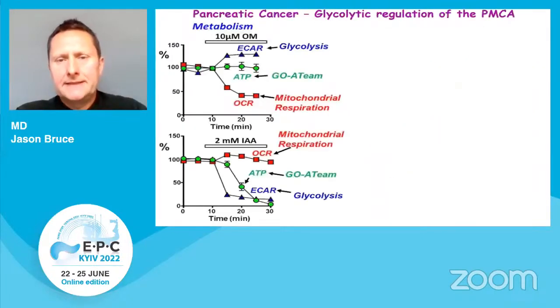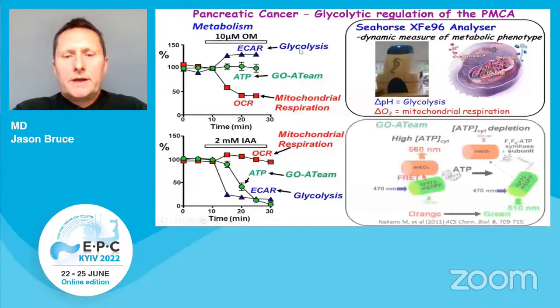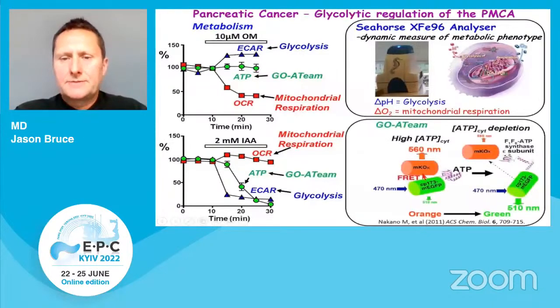We can also assess the metabolism in numerous ways, most notably the Seahorse XF analyzer, which allows us to measure oxygen consumption rate as a measure of mitochondria, and extracellular acidification rate as a measure of glycolysis. We can also measure ATP within the cytosol using GO-ATeam, which is a FRET-based fluorescent reporter, which changes color as it binds ATP. And now, if we treat the cells with oligomycin, which inhibits the mitochondrial ATP synthase, not surprisingly, there's a reduction in oxygen consumption rate and a corresponding increase in ECAR, which preserves cellular ATP.